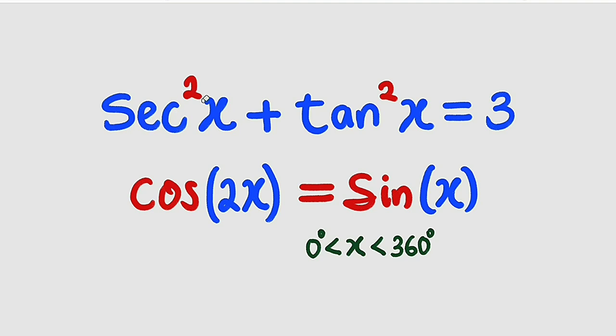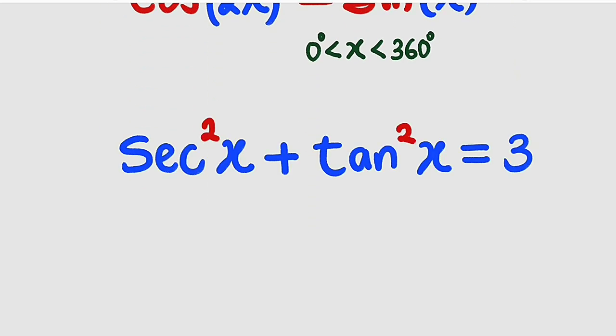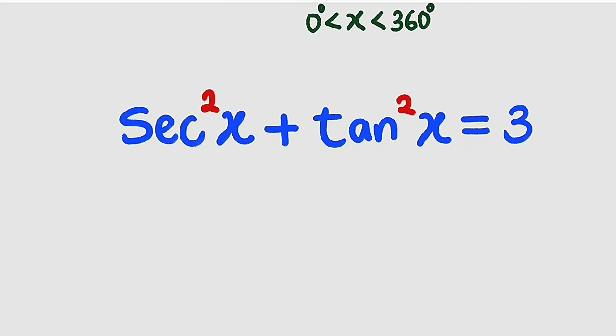The first one is sec²x plus tan²x equal to 3, while the second one is cosine 2x equal to sine x. We have a restriction because the value of x has to be from 0 to 360 degrees. Alright, let's get started. Here is our first question: sec²x plus tan²x equal to 3.